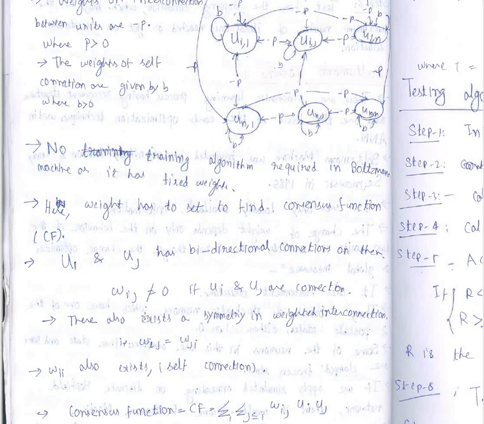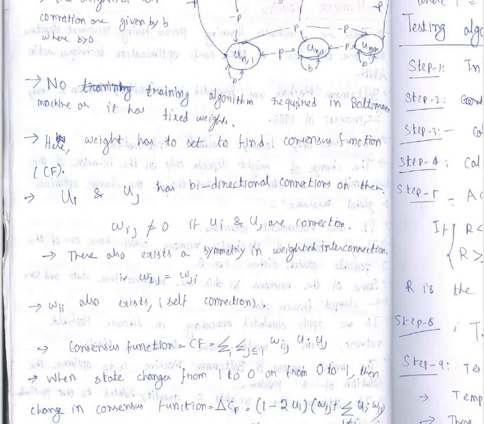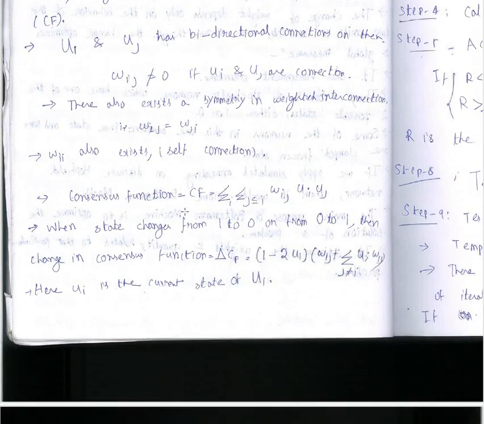The weights have to find the consensus function CF. Ui and Uj have bidirectional connections. Wij is not equal to 0 if Ui and Uj are connected. So if two neurons are connected, the weight between the neurons is not equal to 0. There exists a symmetry in the weight connection, which means Wij equals Wji. So it is bidirectional, as you can see in the diagram. And Wii is the self weight which also exists.